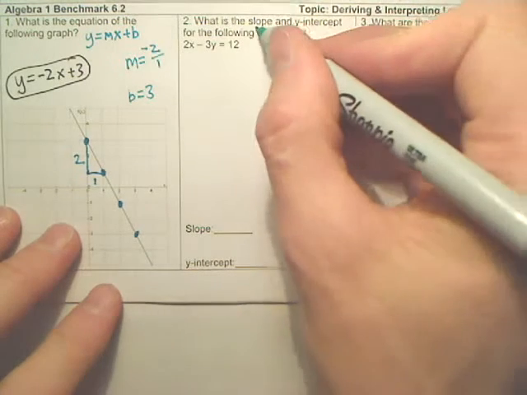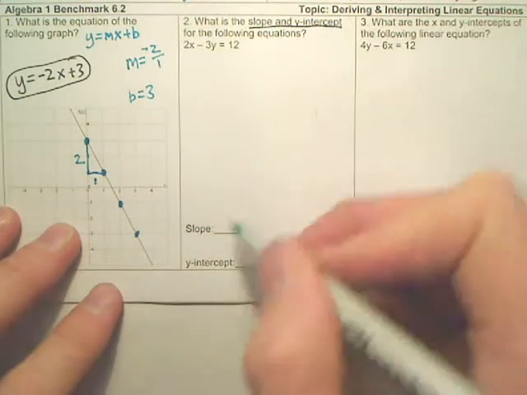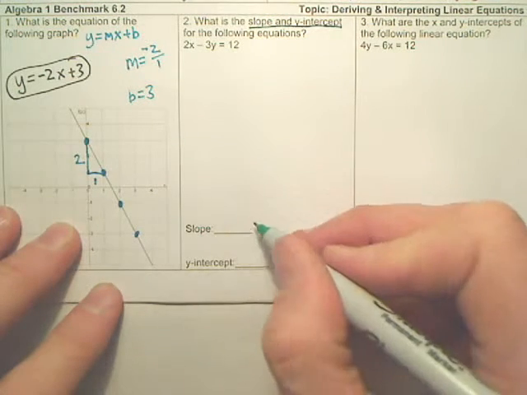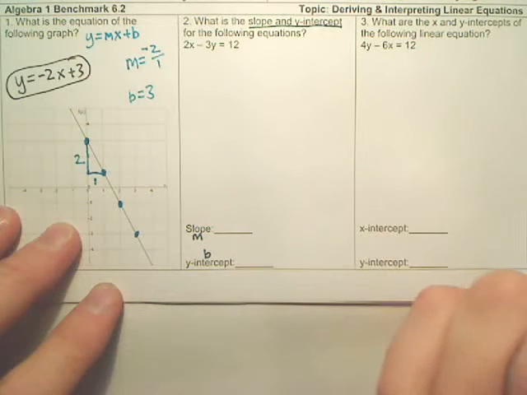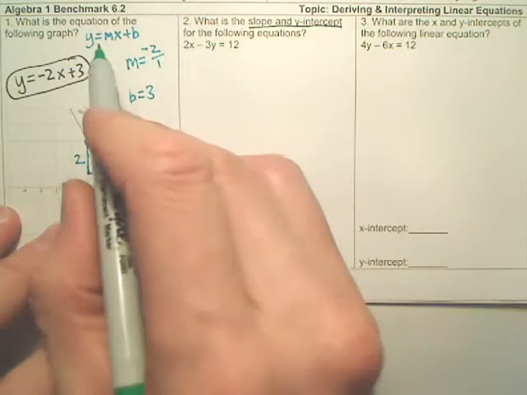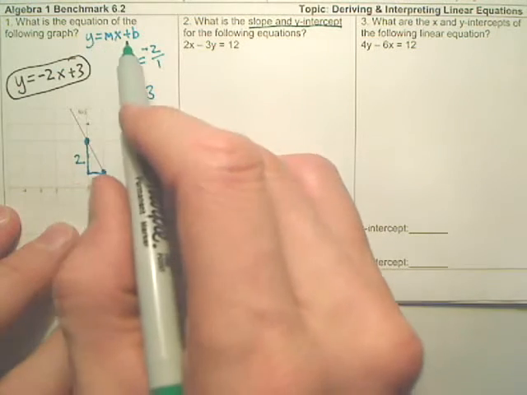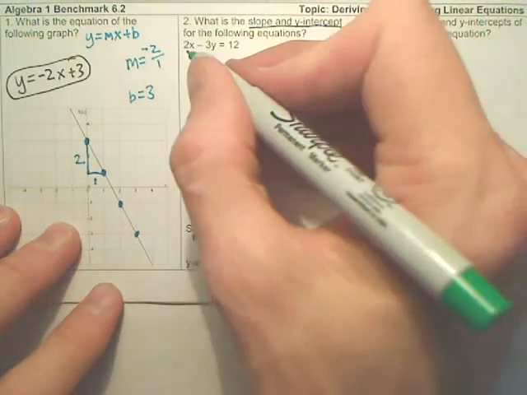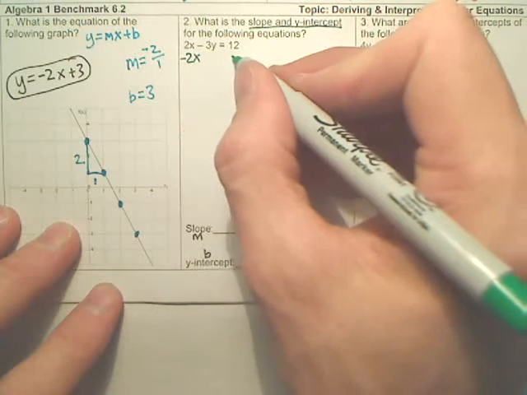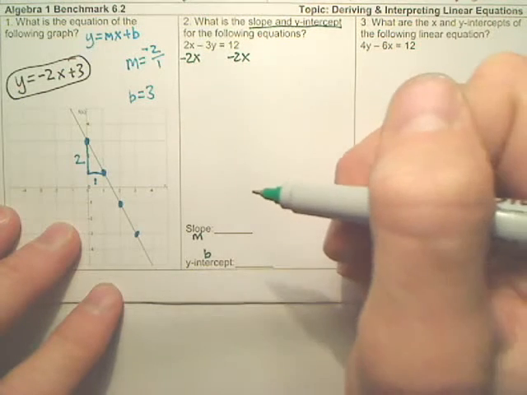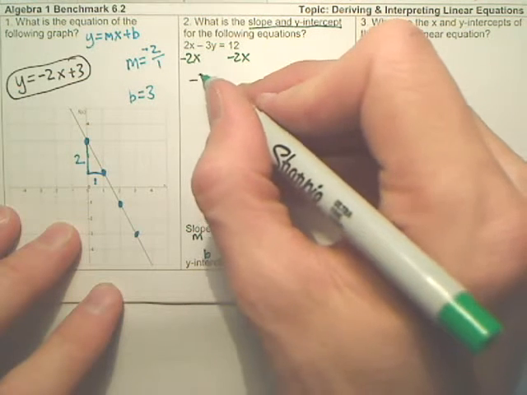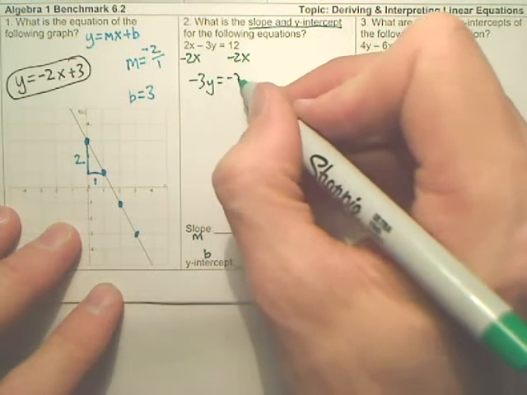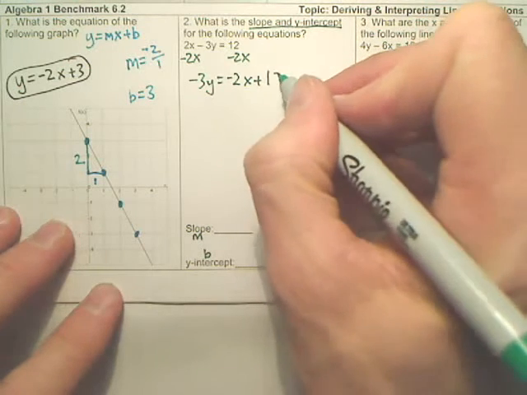Number 2, I want to find the slope and y-intercept. They're right here. Do you understand slope is m, y-intercept is b? So if I change this into this form, can I find m and b? So the first step will be minus the 2x over. That gives me negative 2y equals negative 2x plus 12.